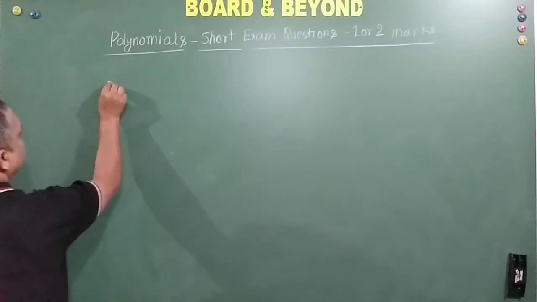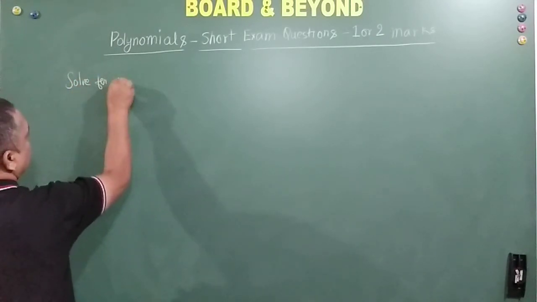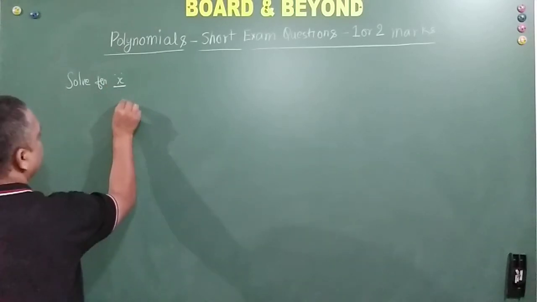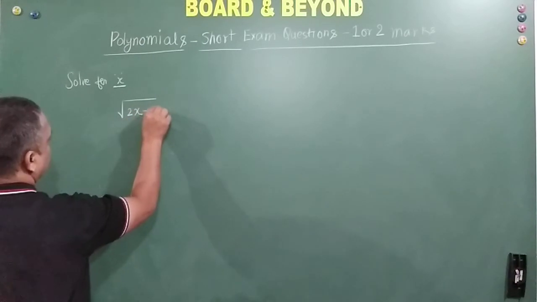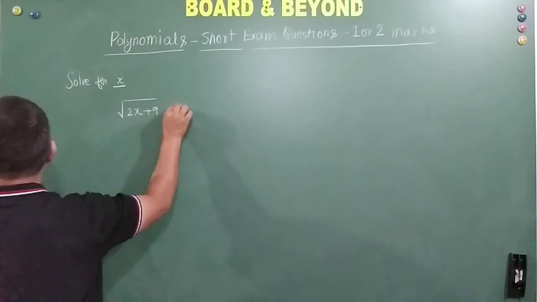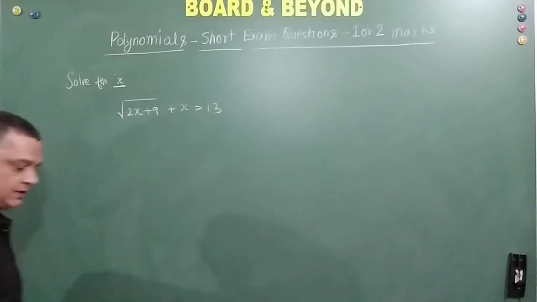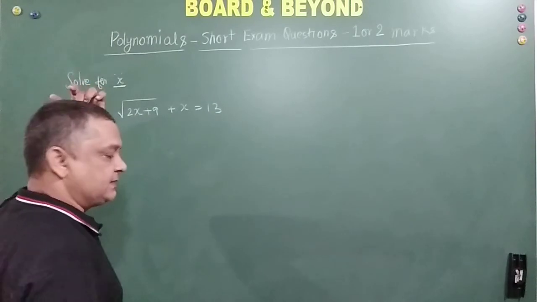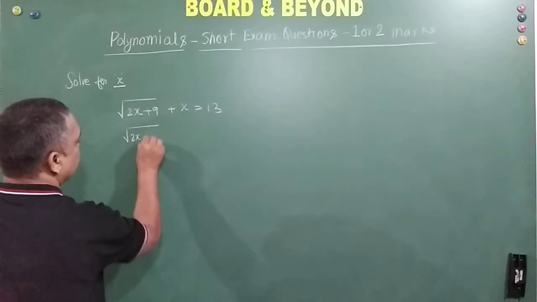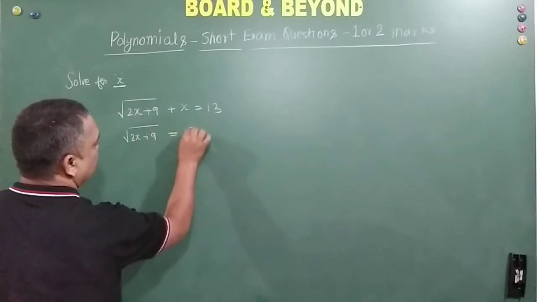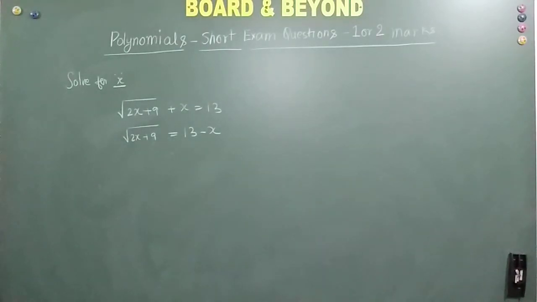The next question is like that. What we need to do is solve for x. And what is given? Square root of 2x plus 9, plus x is equal to 13. This is given to us. We have to solve it for x, right, friends? So what we do is we transpose one term to the other side. Any problem till here? No, right?